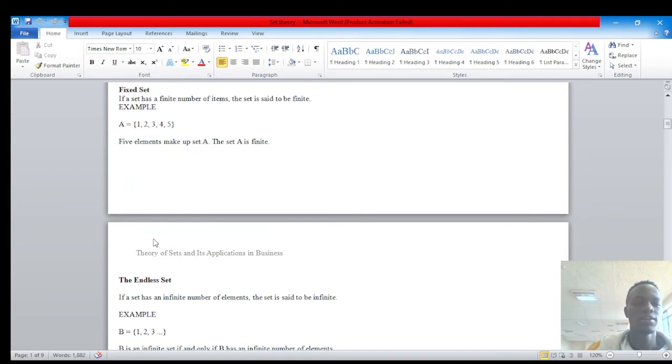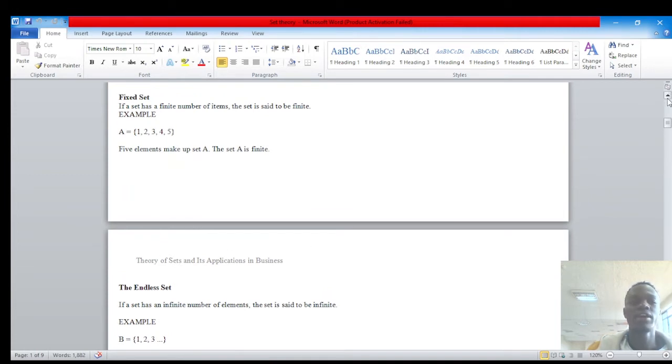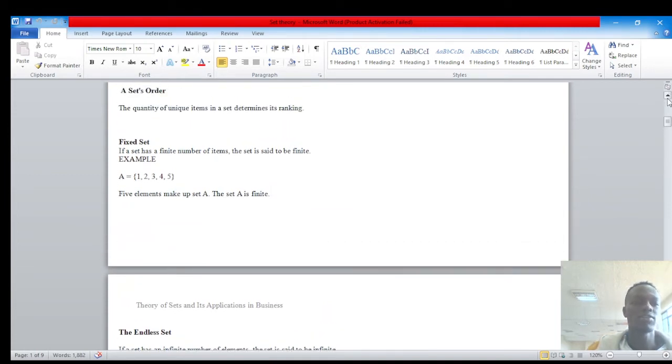Let's look at the set order. The quantity of unique items in a set determines its ranking. Next we have the finite set. If a set has a finite number of items, the set is said to be finite.